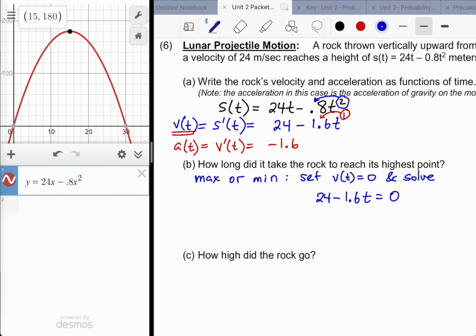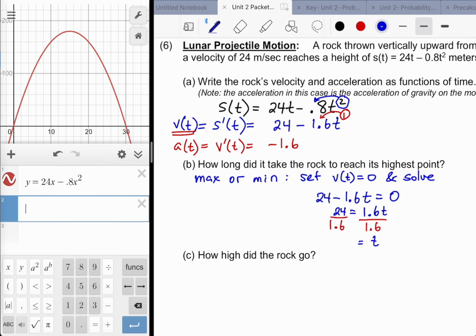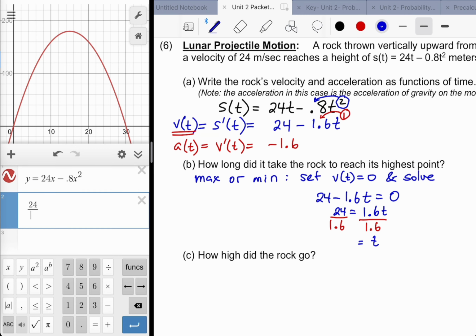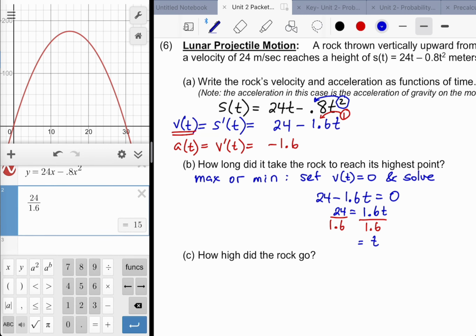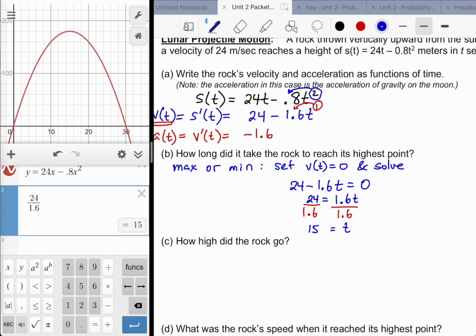Add the 1.6t to both sides. Divide both sides by 1.6. So the 24 divided by the 1.6 should give us the 15 that we determined just visually, right? So how long did it take to reach its highest point? It took 15 seconds.